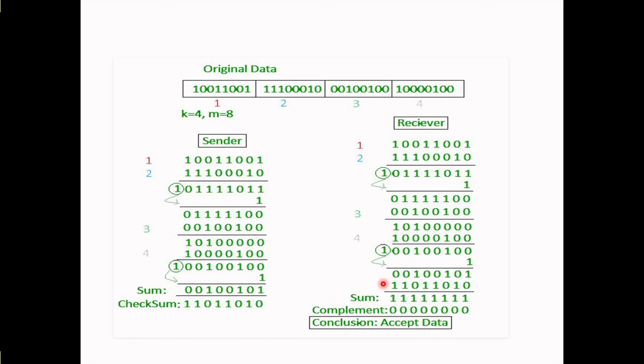Now at the last step, what I have to do, I have to add our checksum over here. So our checksum is 1 1 0 1 1 0 1 0. So I add bit by bit with carries, and I get the answer 1 1 1 1 1 1 1 1. Okay, so I have to complement this data and I get all 0. So our data is accepted.